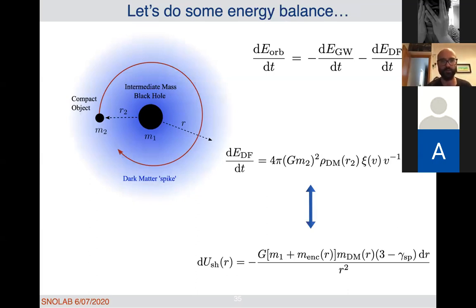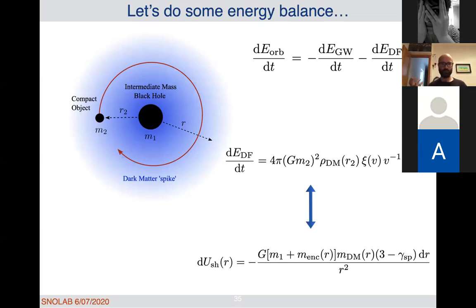A very useful thing to do when you write this energy balance is to compare the terms. So basically, what do you have? You have the orbital energy of the system. The orbital energy decreases because you have energy loss due to gravitational wave emission, and you have energy that is transferred to the dark matter halo due to dynamical friction. So you have these two loss terms, and eventually you lose orbital energy.